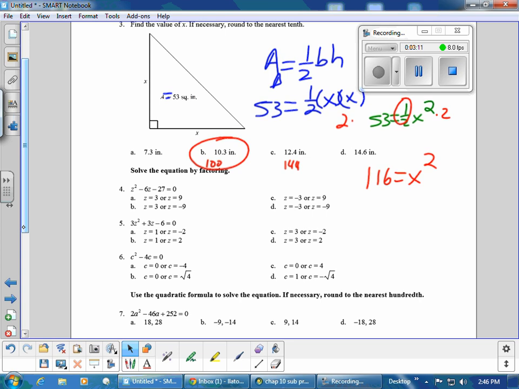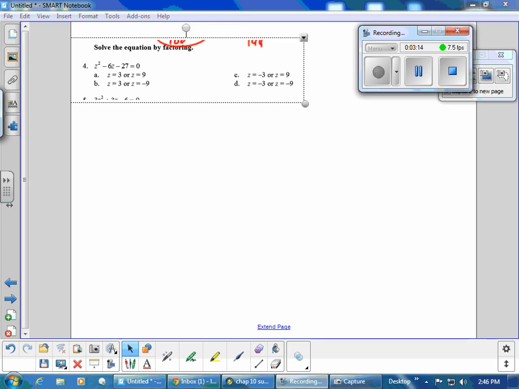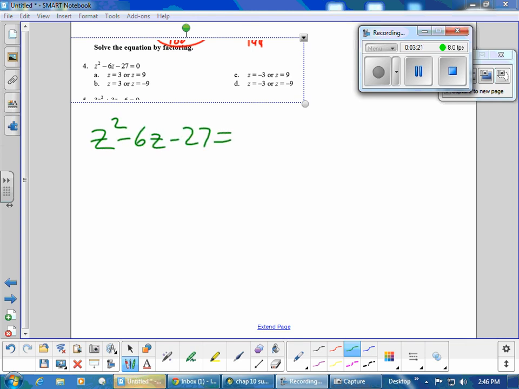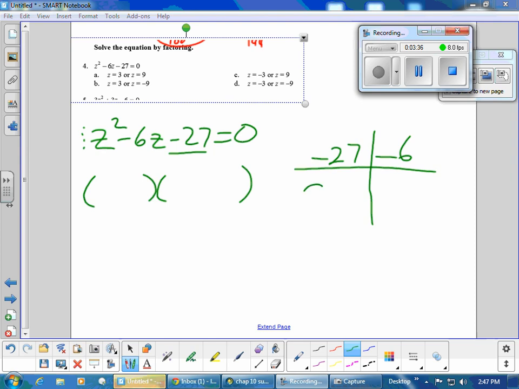Okay, moving on to number 4. So number 4 says solve by factoring. So I'm going to take this z squared minus 6z minus 27 equals 0 and solve it by factoring. Okay, that means we're going to break it up into parentheses. And since there's a 1 here, I can go right to my chart and say negative 27, factors of negative 27 that add up to negative 6. Well, right away, I'm thinking 9 and 3, and the 9 has to be negative and the 3 has to be positive. So I could come over here and write my answer, z minus 9, z plus 3.